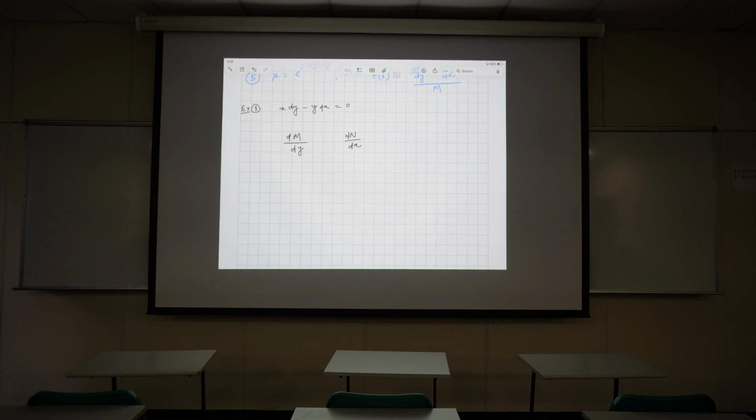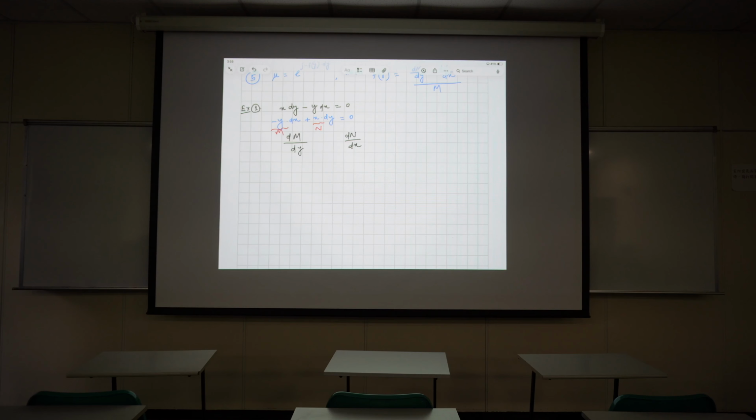Minus y. Yes. Many times students consider the first term as m and the second term as n. No. First you need to write the ODE in the standard form. That means it should be minus y dx plus x dy is equal to 0. So then this is my m and this is my n.